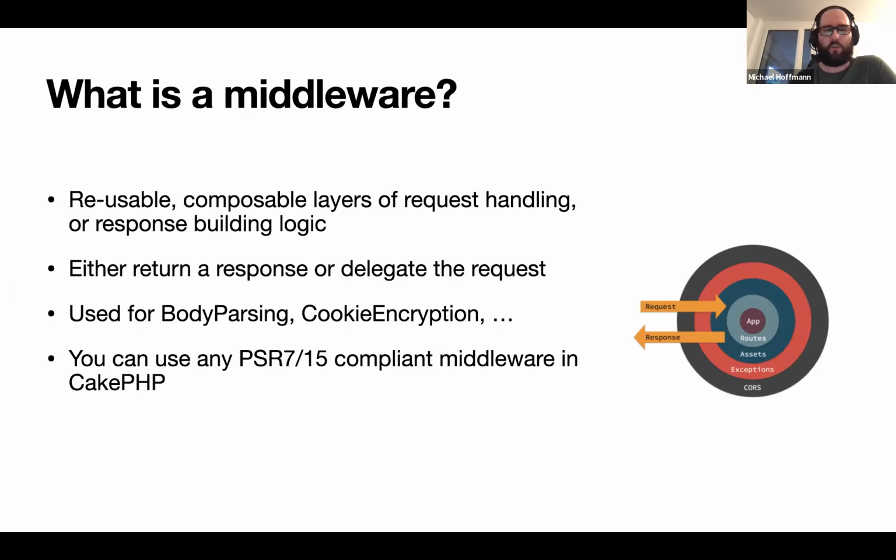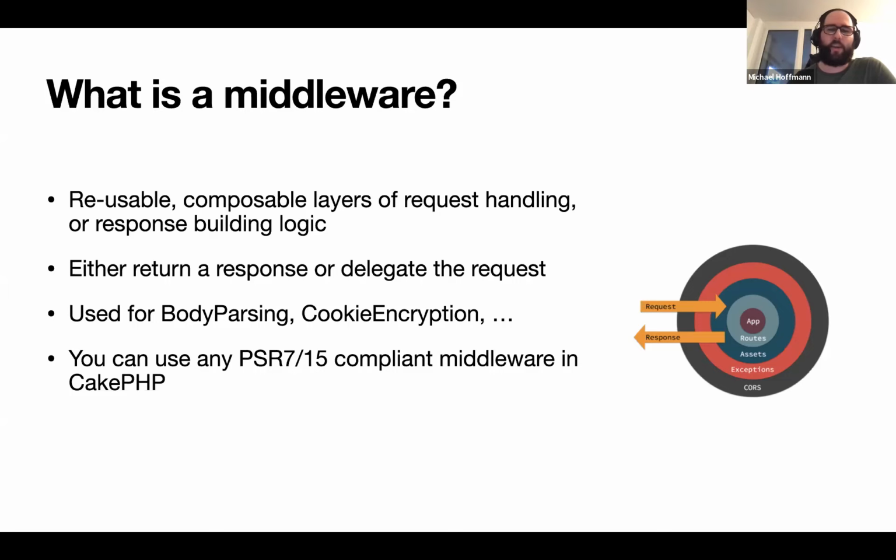One of them is the so-called body parsing middleware. This one is used to mutate all the request data, so you can access it with this request get data. So even if you have a JSON sent to your controller action, you can access it with the same method. So that's quite nice. And another example would be the cookie encryption middleware.